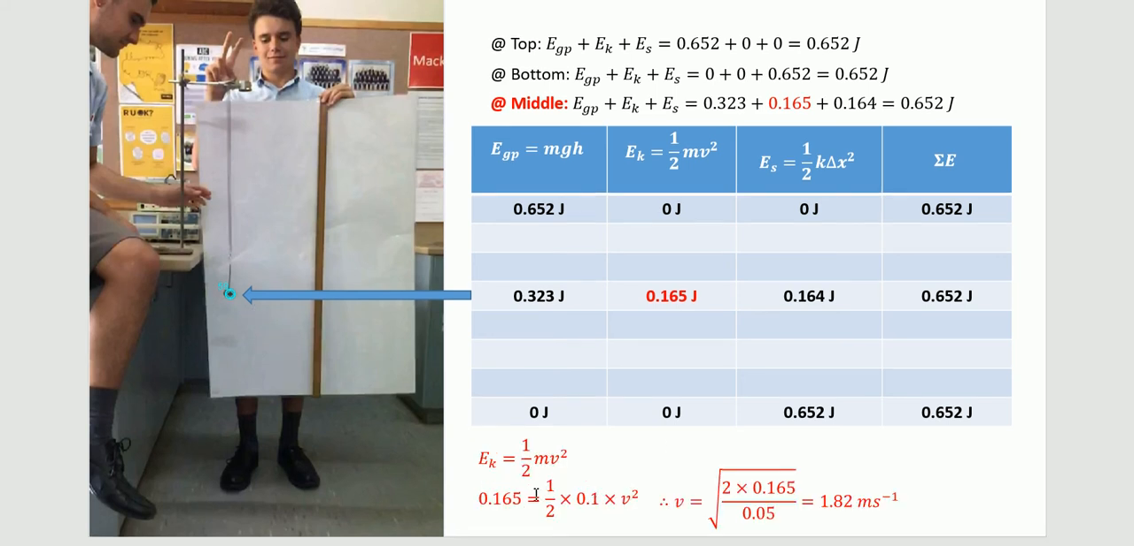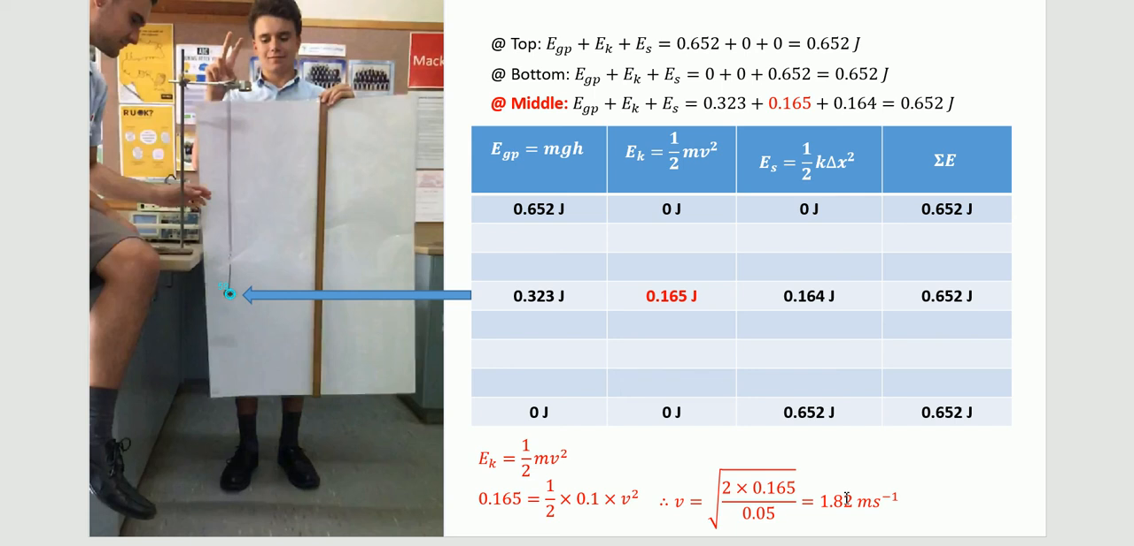So at which point we can say the kinetic energy is 0.165 of a joule equals a half the mass of 0.1 v squared, and we can calculate the velocity at this midpoint. Special case where we have our maximum velocity of 1.82 meters per second.